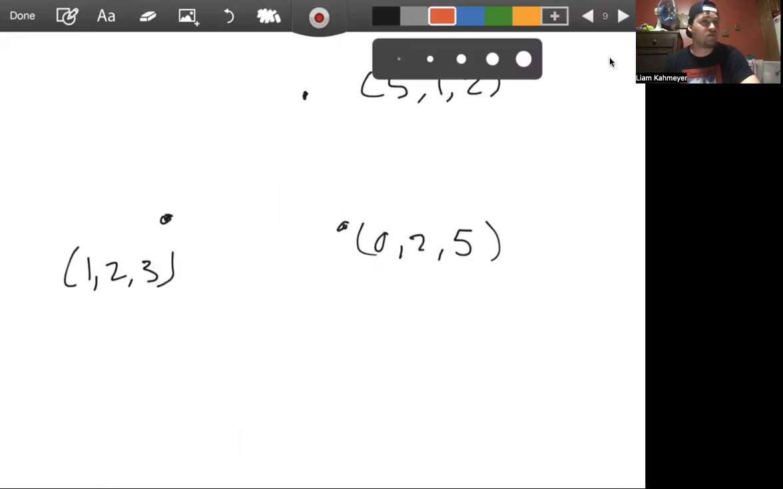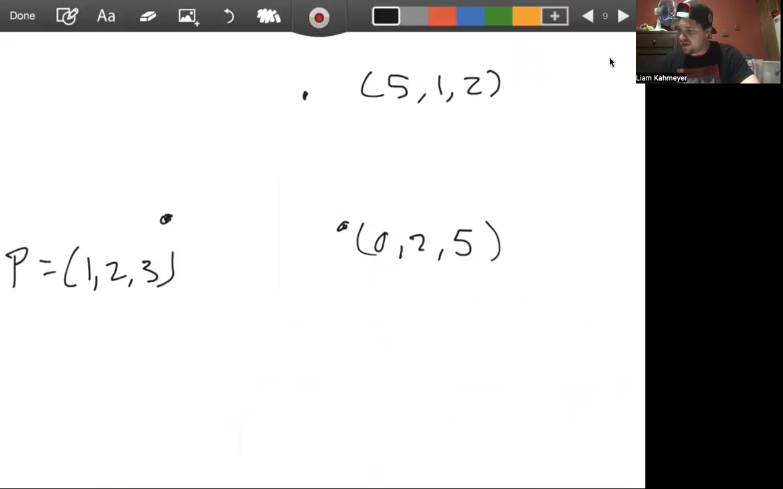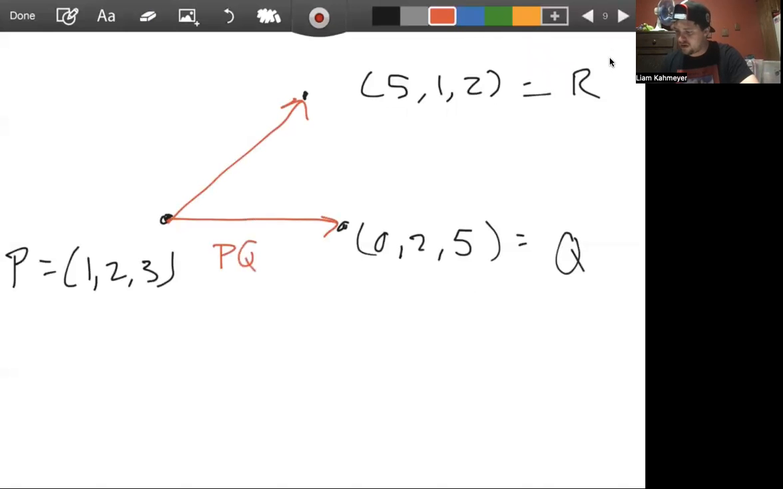Because we know how to compute a vector between 2 points. So if we call the point (1, 2, 3) P, the point (0, 2, 5) Q, and the point (5, 1, 2) R, well, we know how to compute a vector between 2 points, right? Let's call this vector PQ. And we have another vector PR.